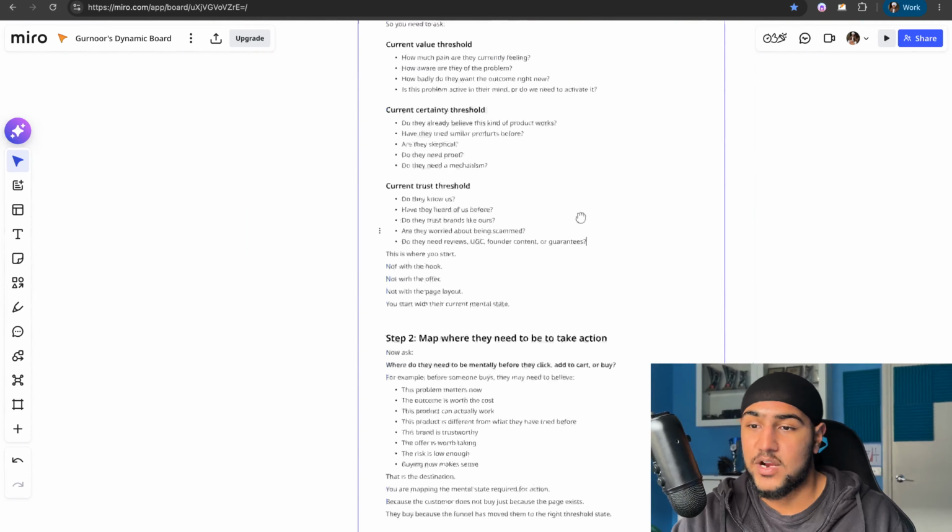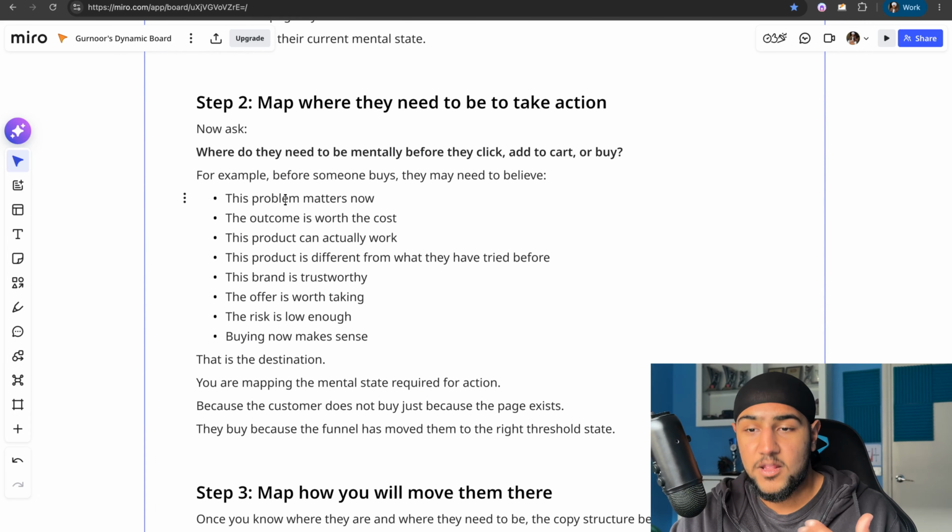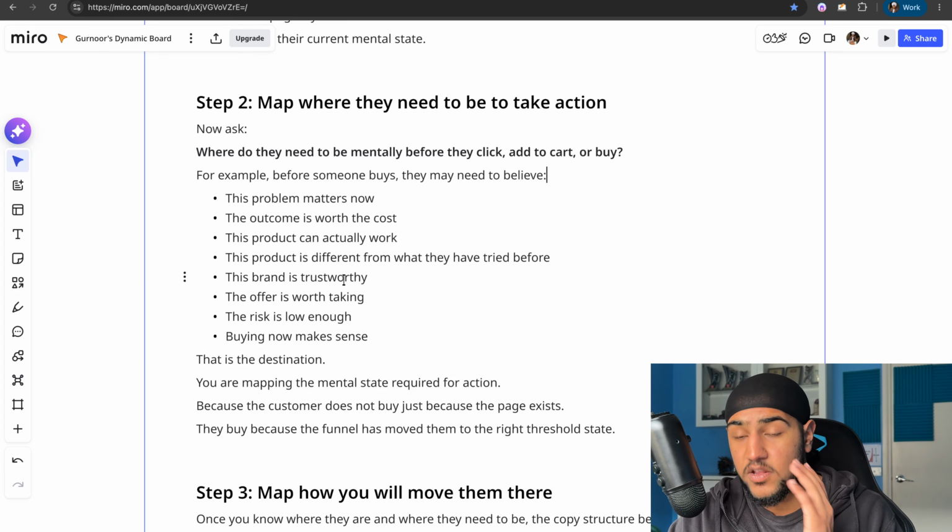So like I just said over here, but I'll just quickly go through it again. The problem matters now, right? For example, before someone buys, they may need to believe the problem matters now. The outcome is worth the cost. The product can actually work. The product is different from what they've tried before. This brand is trustworthy. The offer is worth taking, the risk is low enough, buying now actually makes sense.